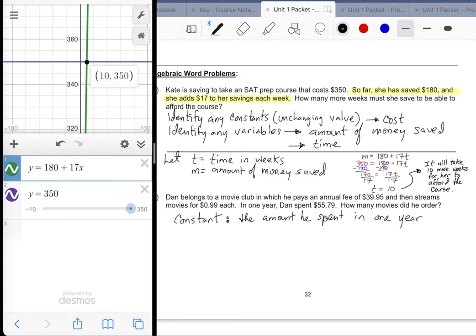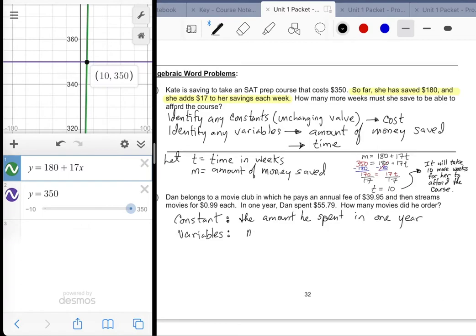All right, the variables. If you're going to write an equation, there should be 2 variables, an independent and a dependent variable. All right, explanatory, response variable, input-output variable. So what depends on what? The amount of money he spends depends on how many movies he orders.